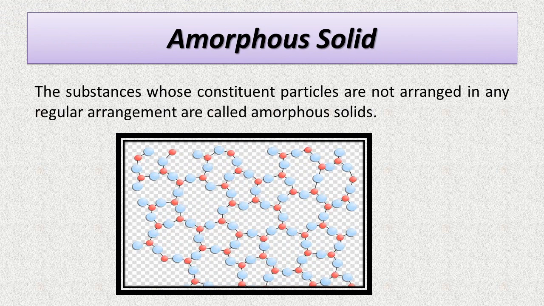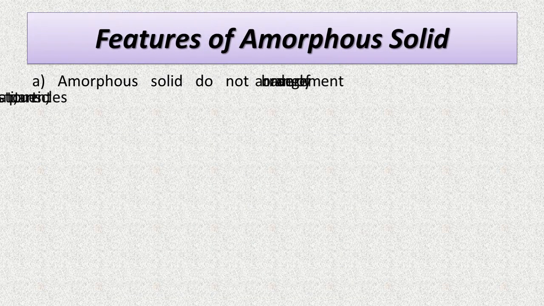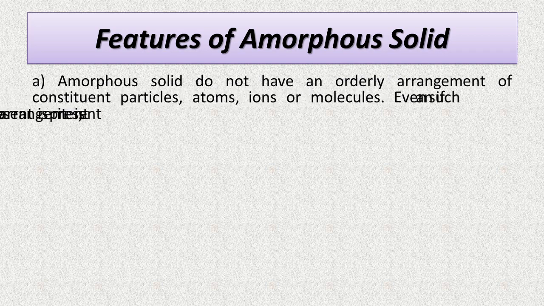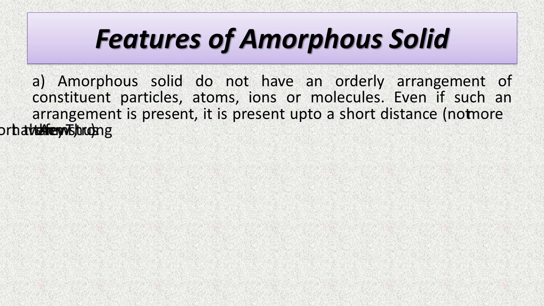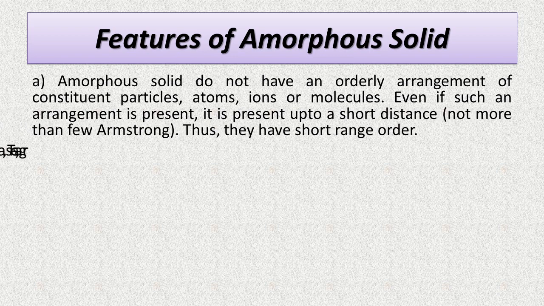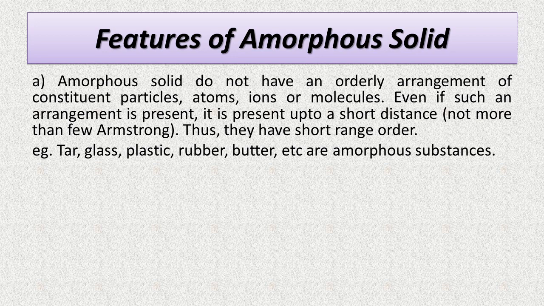The substances that appear like solid but do not have well-developed perfectly ordered crystalline structure are called amorphous solid. That is, the substance whose constituent particles are not arranged in any regular arrangement. Now, features of amorphous solid. Firstly, amorphous solid have short range order. That is, amorphous solid do not have an orderly arrangement of the constituent particles. Even if such an arrangement is present, it is present up to a short distance. Thus, they have short range order.